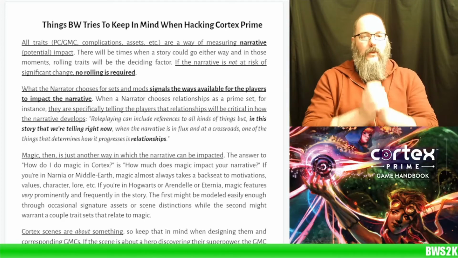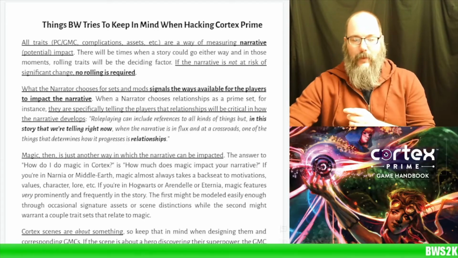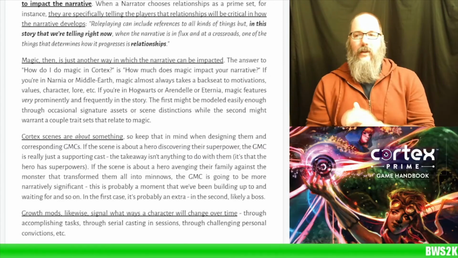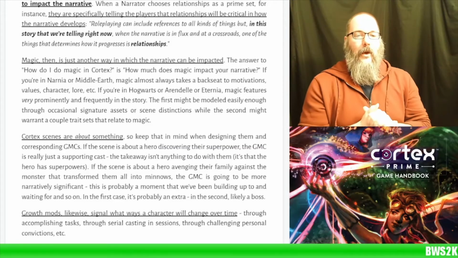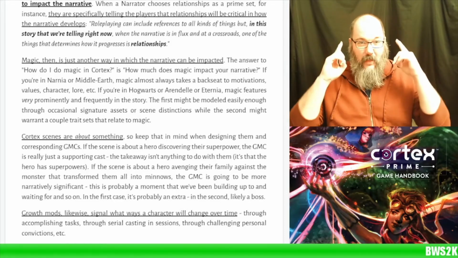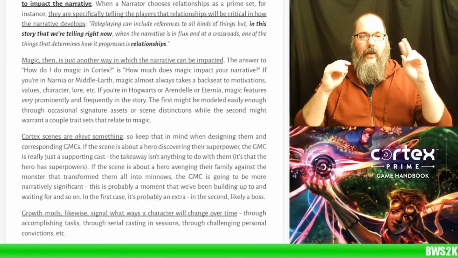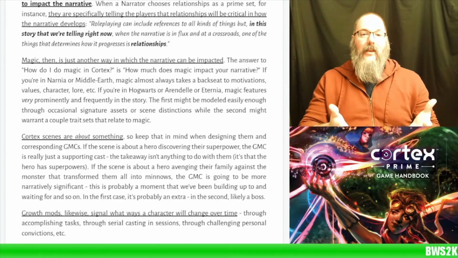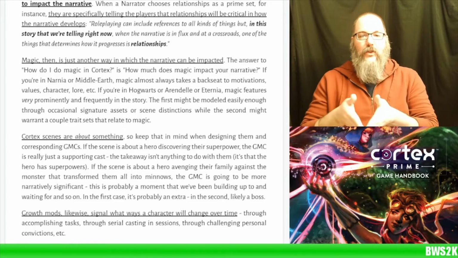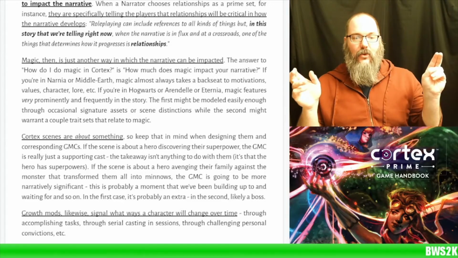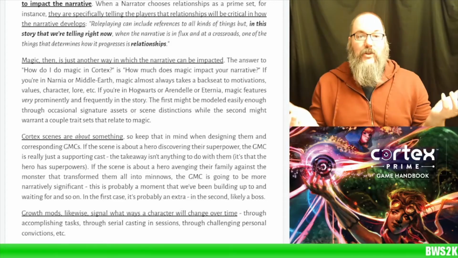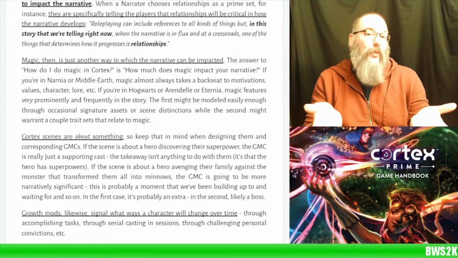Okay, so then we get to the third piece there, and I'll scroll up a little bit, which is a really frequent question across all the socials. Magic. How do I do magic in Cortex? So think about the last things we just said, those two points. Magic, then, is just another way in which the narrative can be impacted. So the answer to the question, how do I do magic in Cortex, is going to ultimately be, how much does magic impact your narrative?